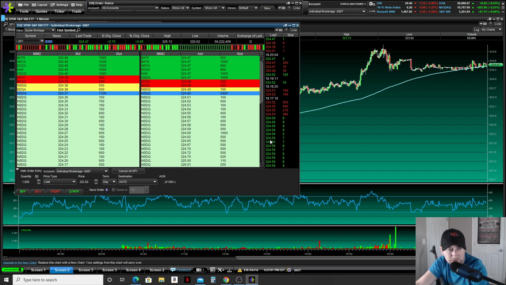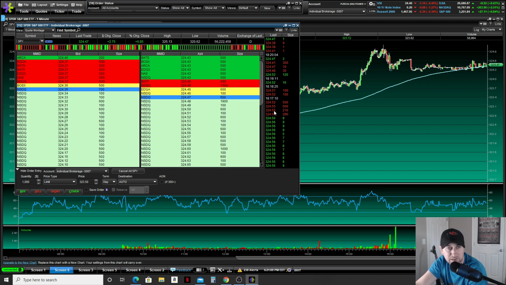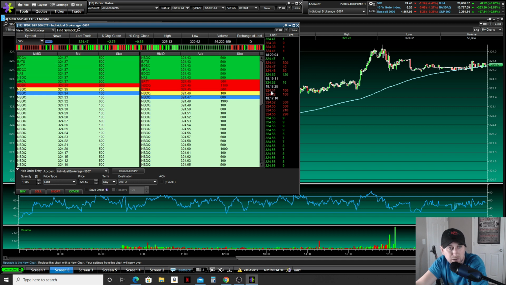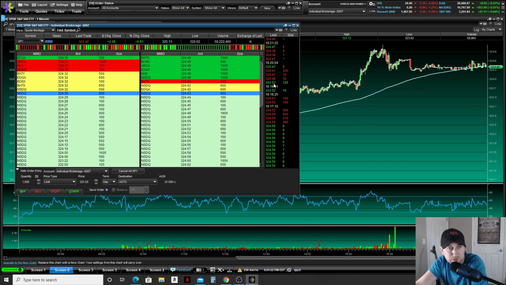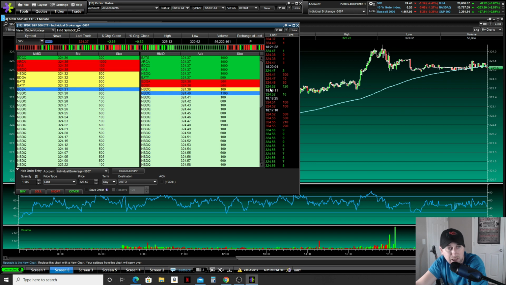When it's a green number, that means that it went through at or above the previous price. So it's going to be the same or above the previous price. When it's red, that means it went through at or below the previous price. So for instance, this is 324.51 right here. And then it went through at 324.52, the next print. So that's why it's green, because the next print was higher than the last one. And then the next one was the same, so it stayed green.